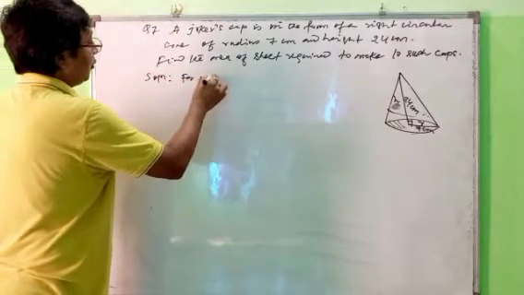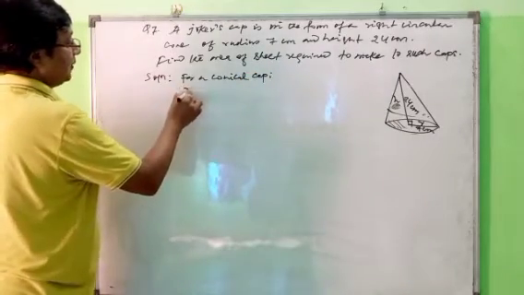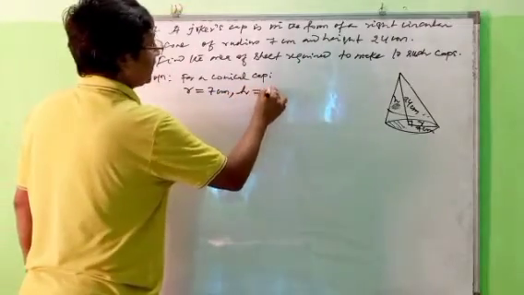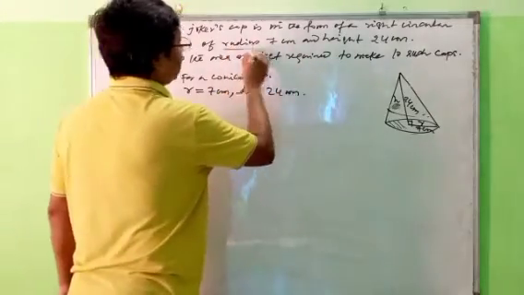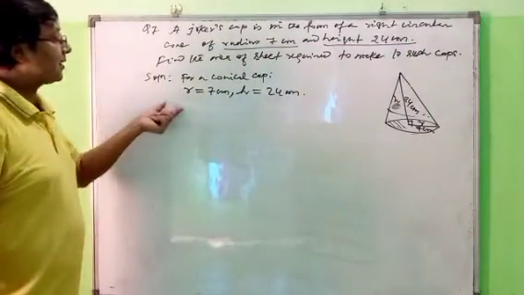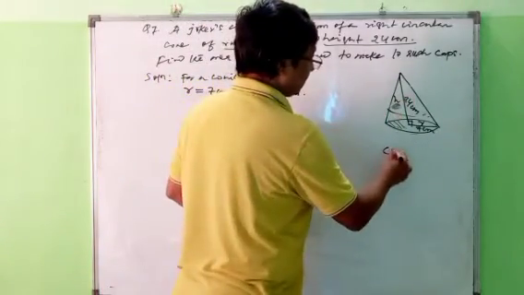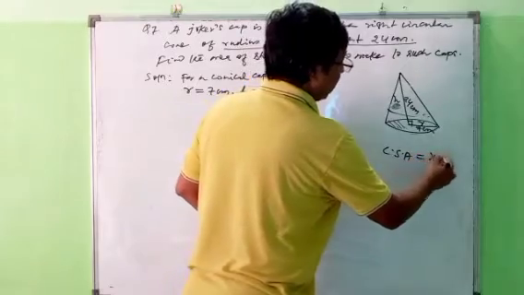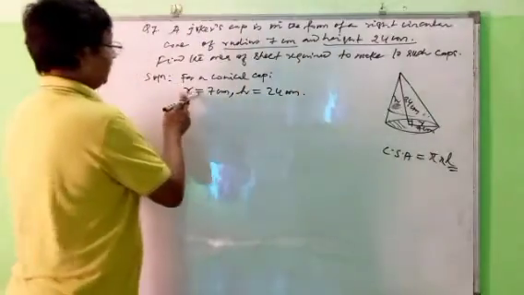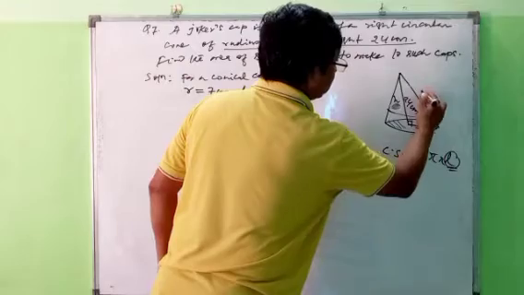So now first, for a conical cape, the radius is given as 7 centimeters and the height is given as 24 centimeters. To get the curved surface area of a cape, the formula is curved surface area equals pi r L. You have the radius, 7, but there is no L. So you will have to find the slant height.